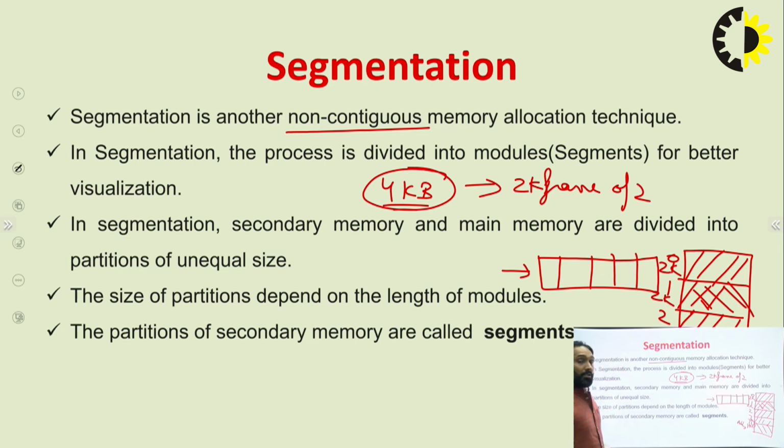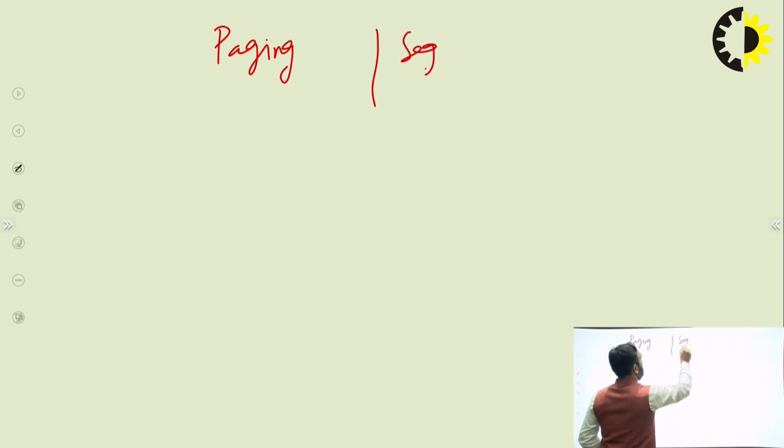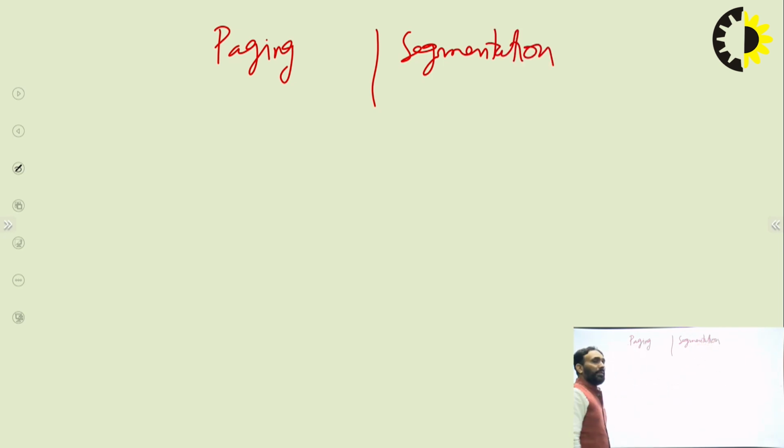So what is the role of segmentation in an operating system? How does it differ from paging, and what is the paging concept? To understand all these things, we will take a brief look at the difference between paging and segmentation. Paging and segmentation both are memory management techniques, or we can say methodologies, generally used to allocate memory space in main memory or secondary memory.